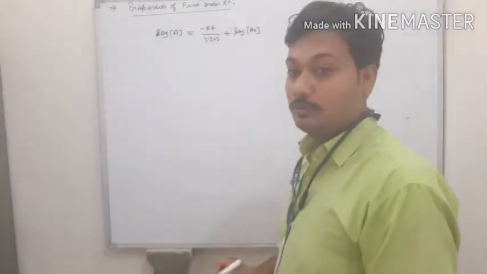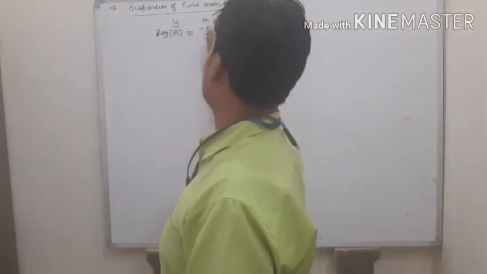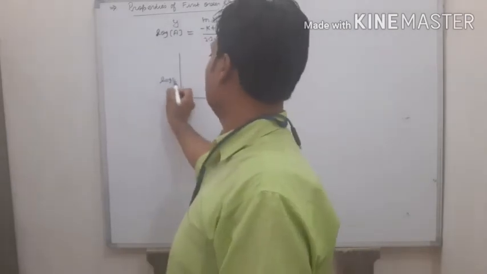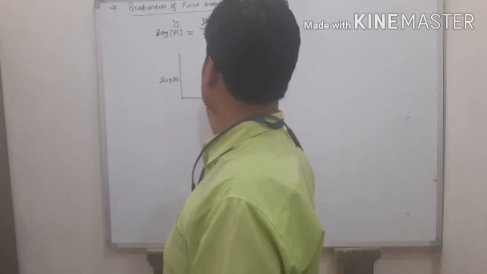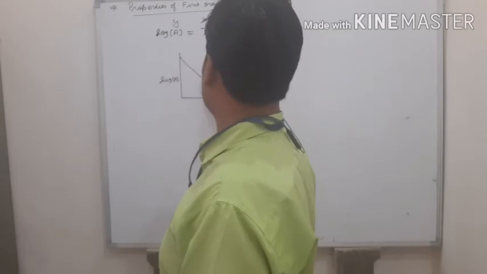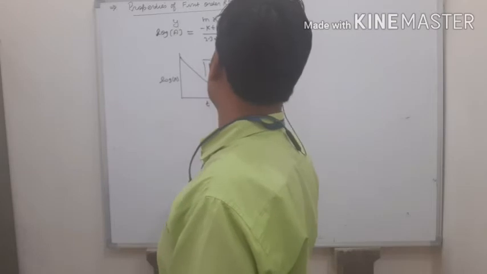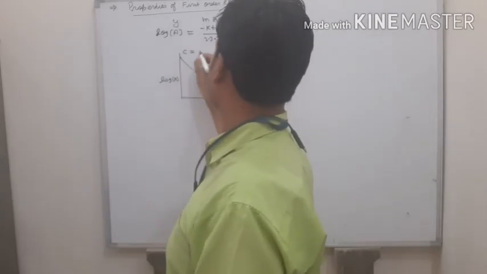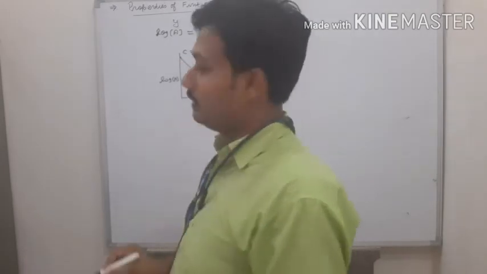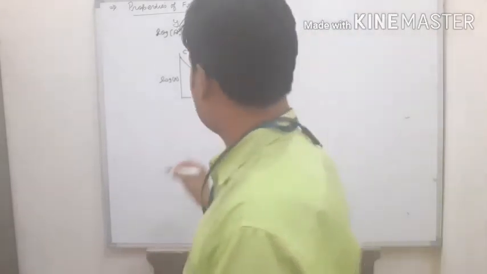So if I want to do this in graphical representation, it's very simple. This is the y, this is the mx, so here this is log a and this is time t, and m is equal to minus k upon 2.303, and here the intercept is log a naught. This is the intercept.